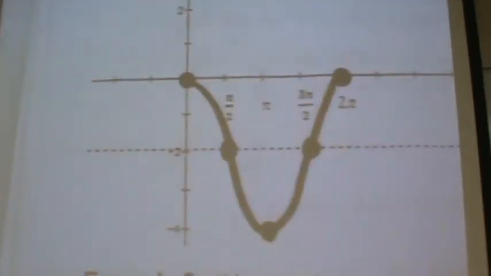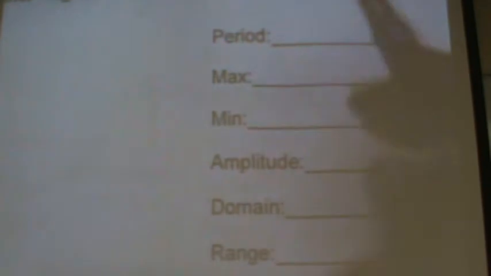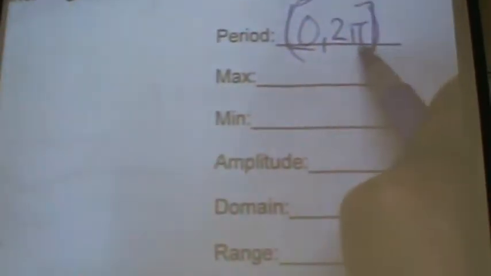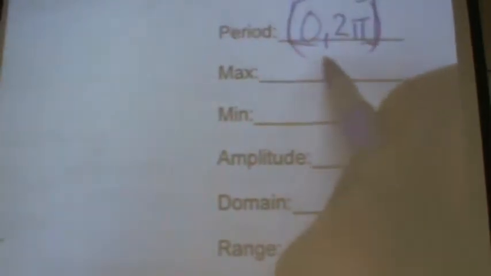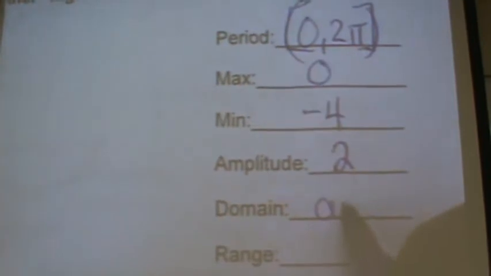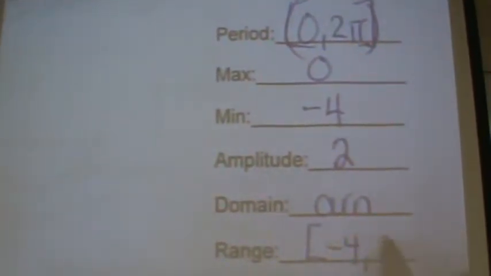And you know this pattern continues, but we're only doing one full period. So let's fill this out. Our period is 0 to 2 pi. What's our max? Actually, we should have brackets there. Our maximum is going to be 0. Our minimum is -4. Our amplitude is 2. Domain is all real numbers. And your range is -4 to 0.